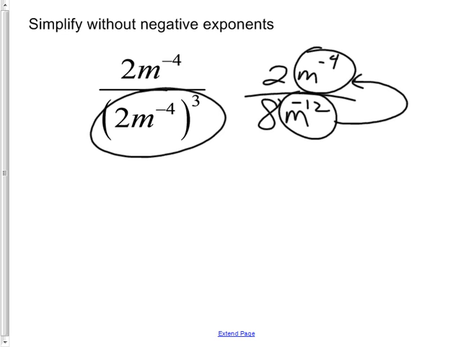So where do they go? Down. So then you have 2 over 8, and yes, eventually I need to fix that, but I haven't yet. And then the m to the 12th is on the top, and the m to the 4th is on the bottom. Okay, now take it from there. Let's see if we can all get the same answer.